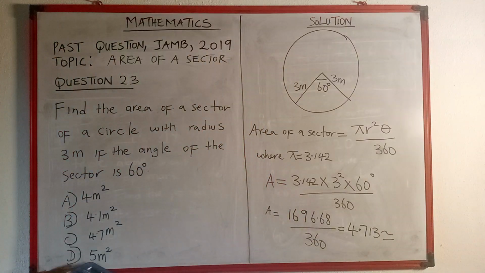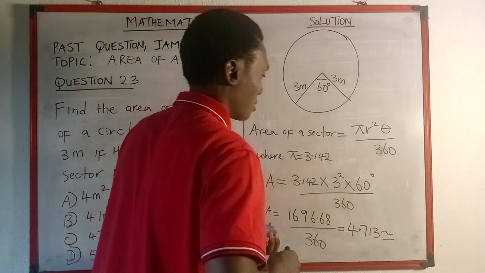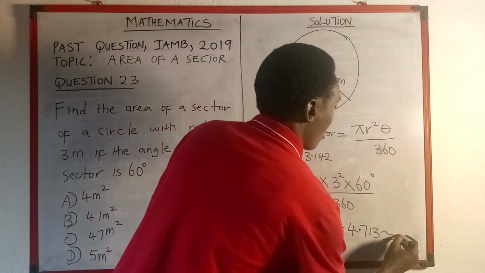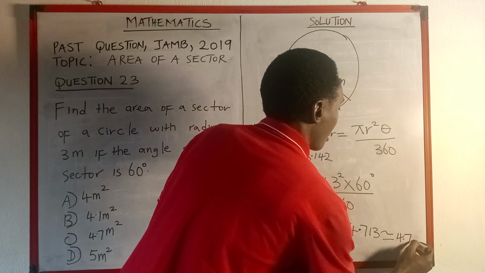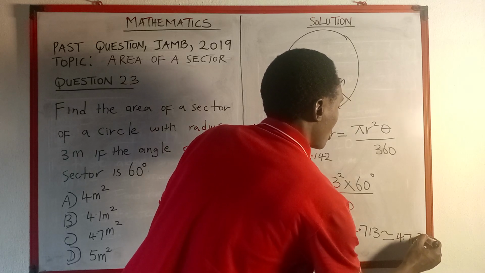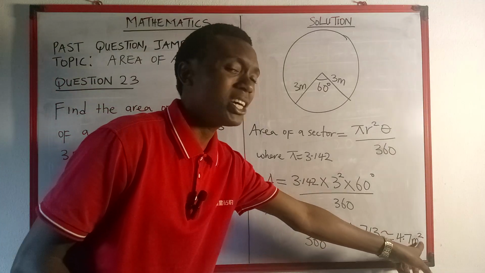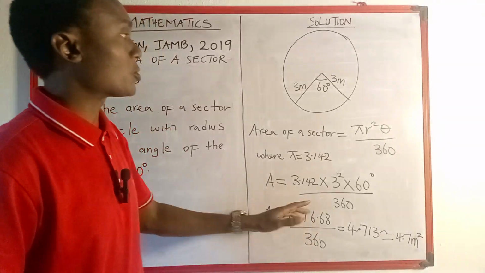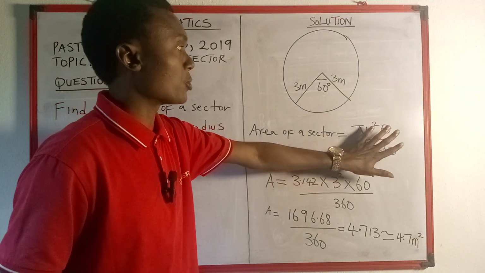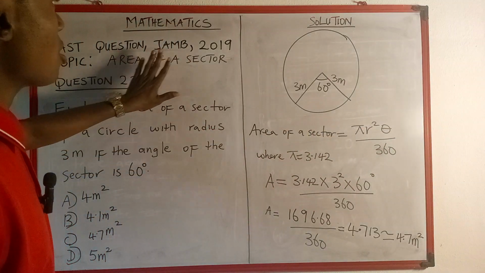You go back to your options. The option there is what? You're saying 4.7, not 5. So you pick your answer as 4.7 meters squared. Now, why am I putting meters squared? Because it is what? Area. So that's what happens.